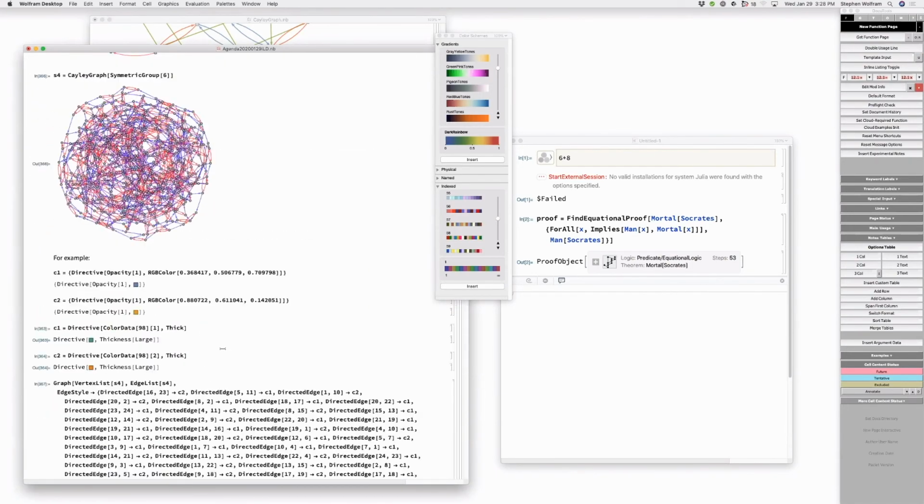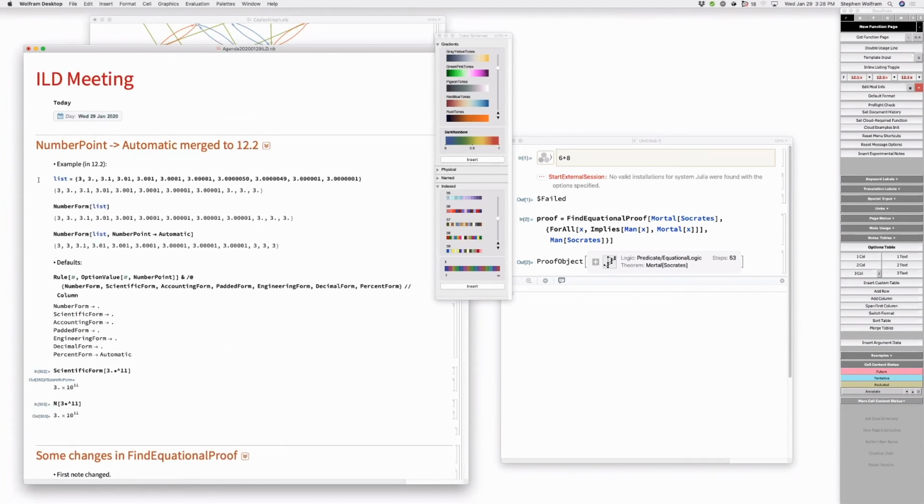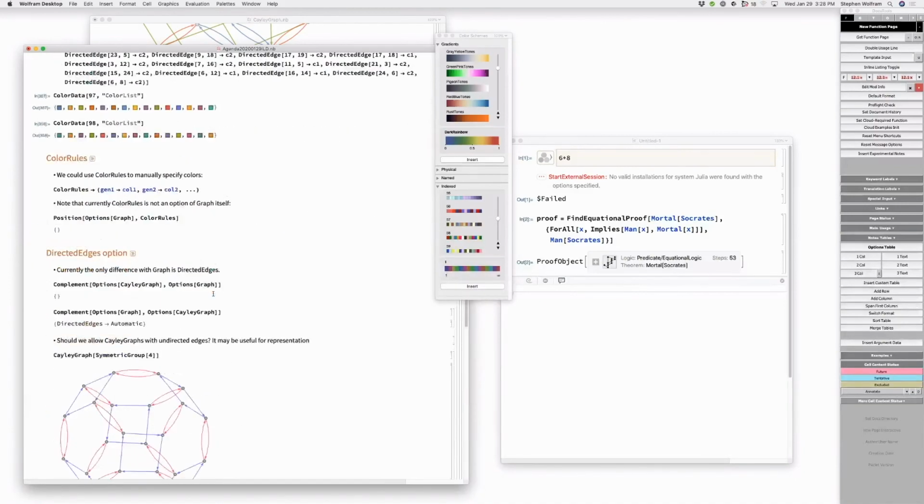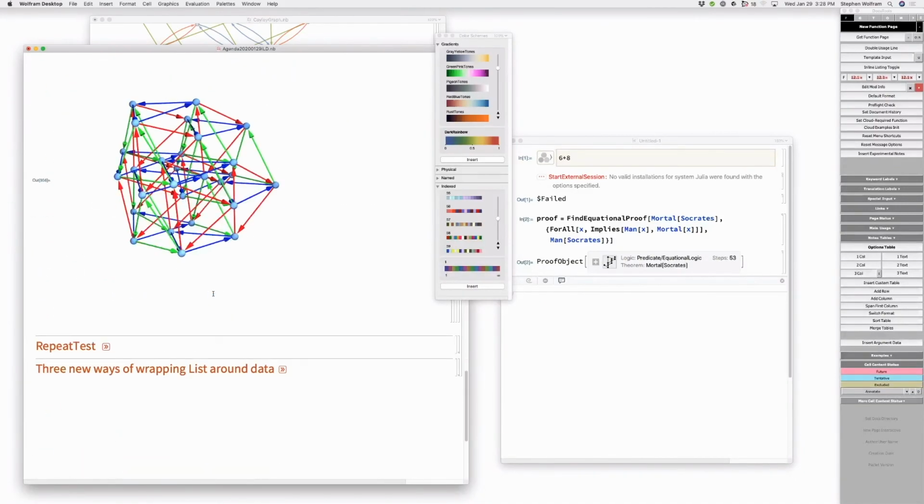Okay, and Brett, you had been involved with the number point discussion. We wanted you to be part of that. This is the new number point arrow automatic that doesn't put points after things. Right. In general, the ticks don't.